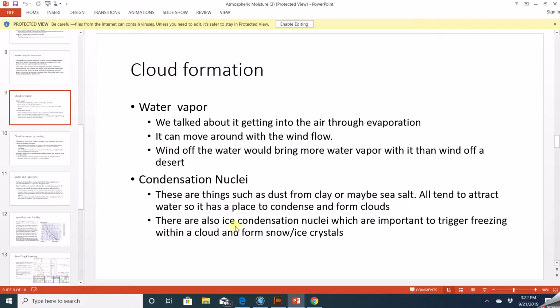You also need things to trigger ice, and ice is triggered by ice condensation nuclei. They're pretty similar, not much difference. But ice will not form in the atmosphere until the temperatures are about -8 degrees Celsius. So you can have supercooled water from 0 degrees Celsius to -8. But once you hit -8, you start introducing these ice crystals. If you don't put them in, it can maintain just plain old water all the way to -37 degrees Celsius.